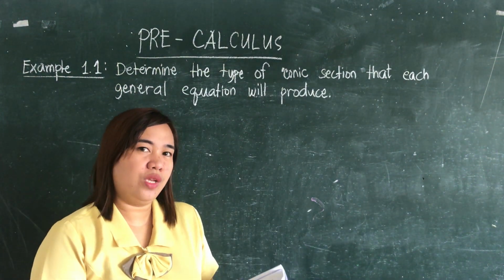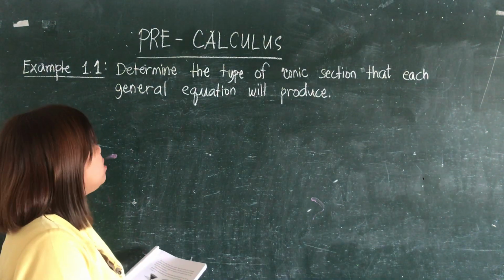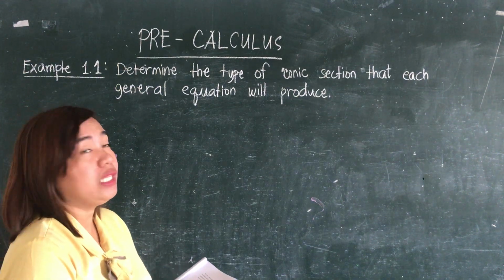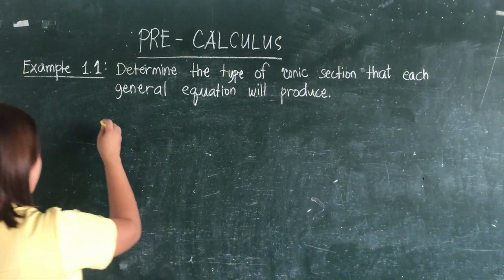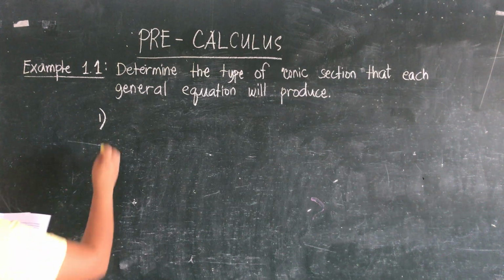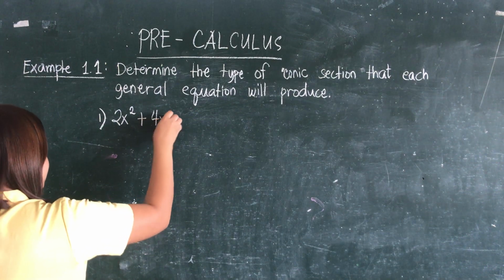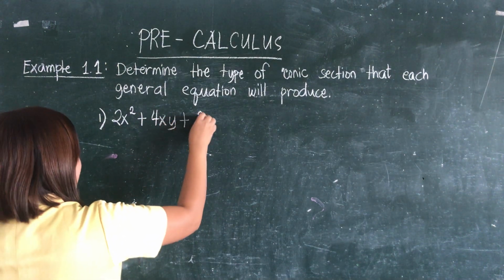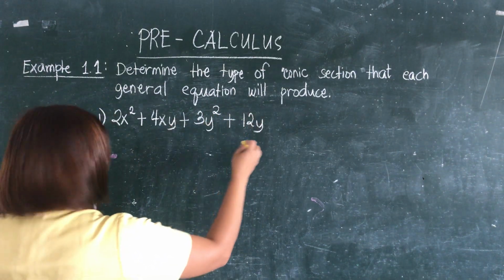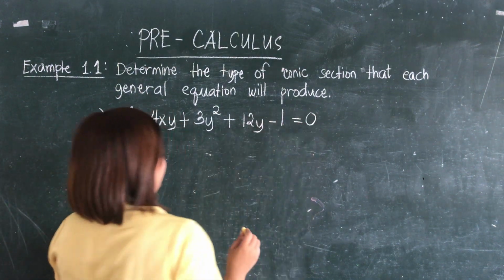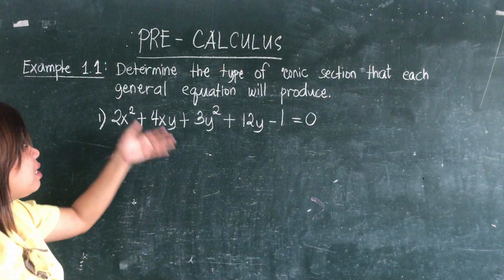Okay, so let us continue on the first example. So example 1.1, we have here the instruction that we need to determine the type of conic section that each general equation will produce. So let's start with number 1. The given for number 1 is 2x squared plus 4xy plus 3y squared plus 12y minus 1 equal 0.